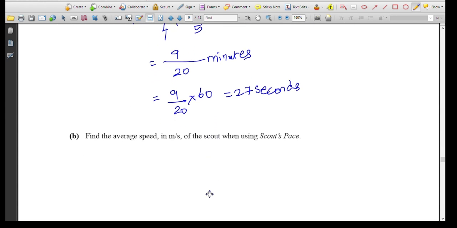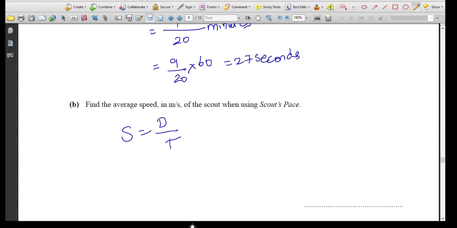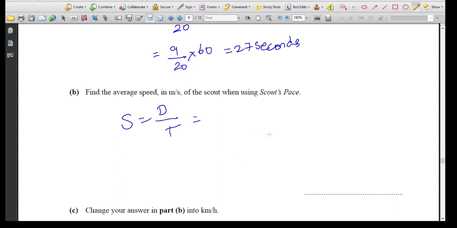Next, find the average speed in meters per second of the scout when using scout pace. So we are going to find that average speed. We have our total time taken and total distance covered, so it is very easy to find the average speed. Speed is equal to distance divided by time. So for the walking, the distance covered is 25 by 6 plus how much distance they have covered. If you feel it is not clear, let me write it like this.